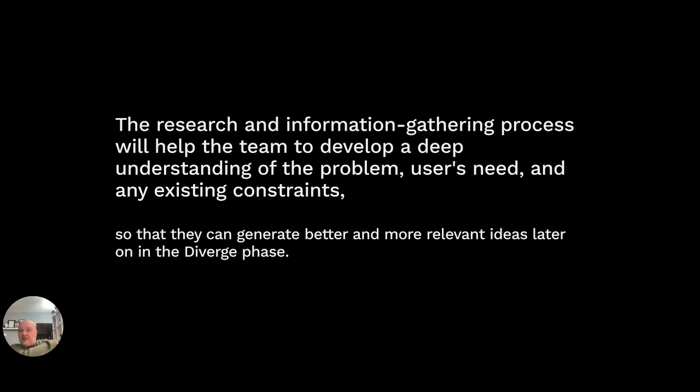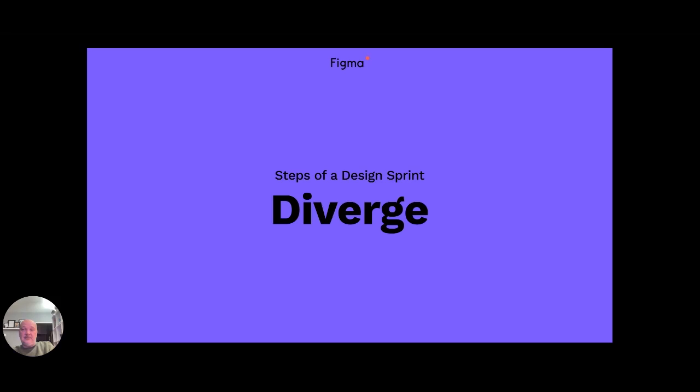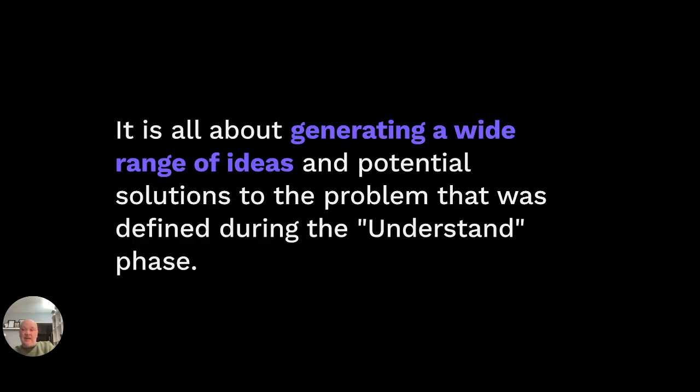The research and information gathering process will help the team to develop a deep understanding of the problems, their user needs, and if there's any existing constraints, so that you can at the end generate better and more relevant ideas later in a diverge phase. And diverge phase is basically the second phase, or the second day of design sprint.